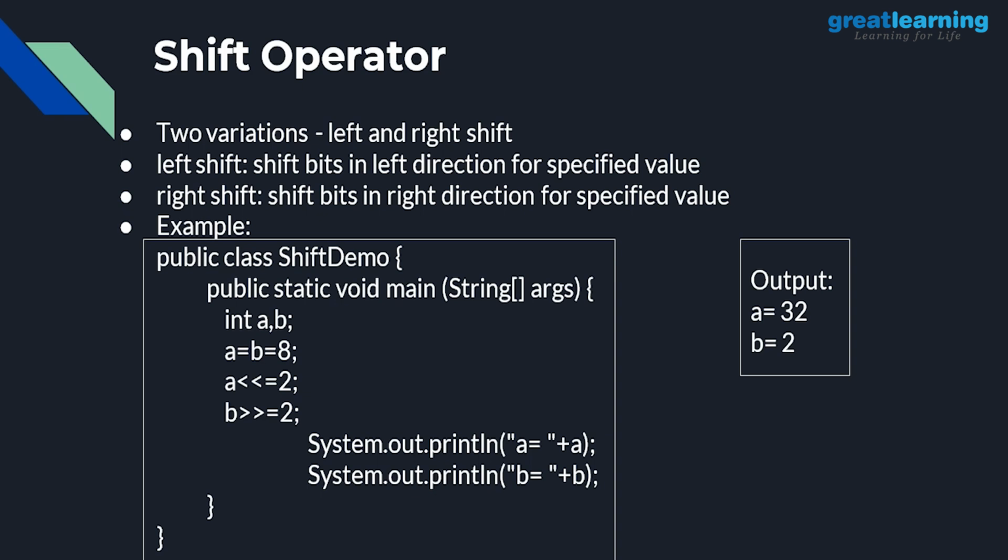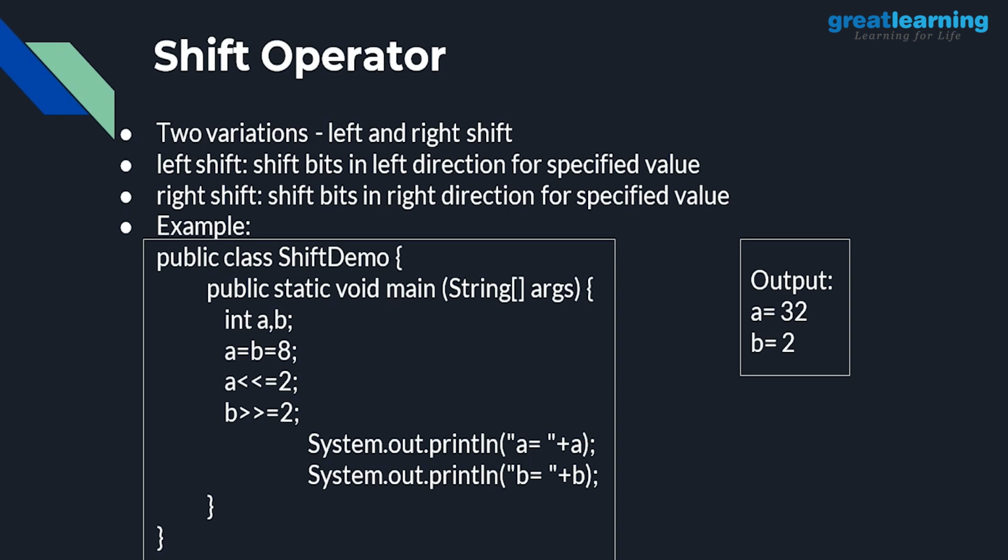Similarly, 2 raised to the power n, where n is 2, so this 8 will be divided by 4. What will be the output? 2. So when we implement the right shift operator, the value will be decremented. We are shifting a bit to the right side, and the value decreases because we have 1, 2, 4, 8.